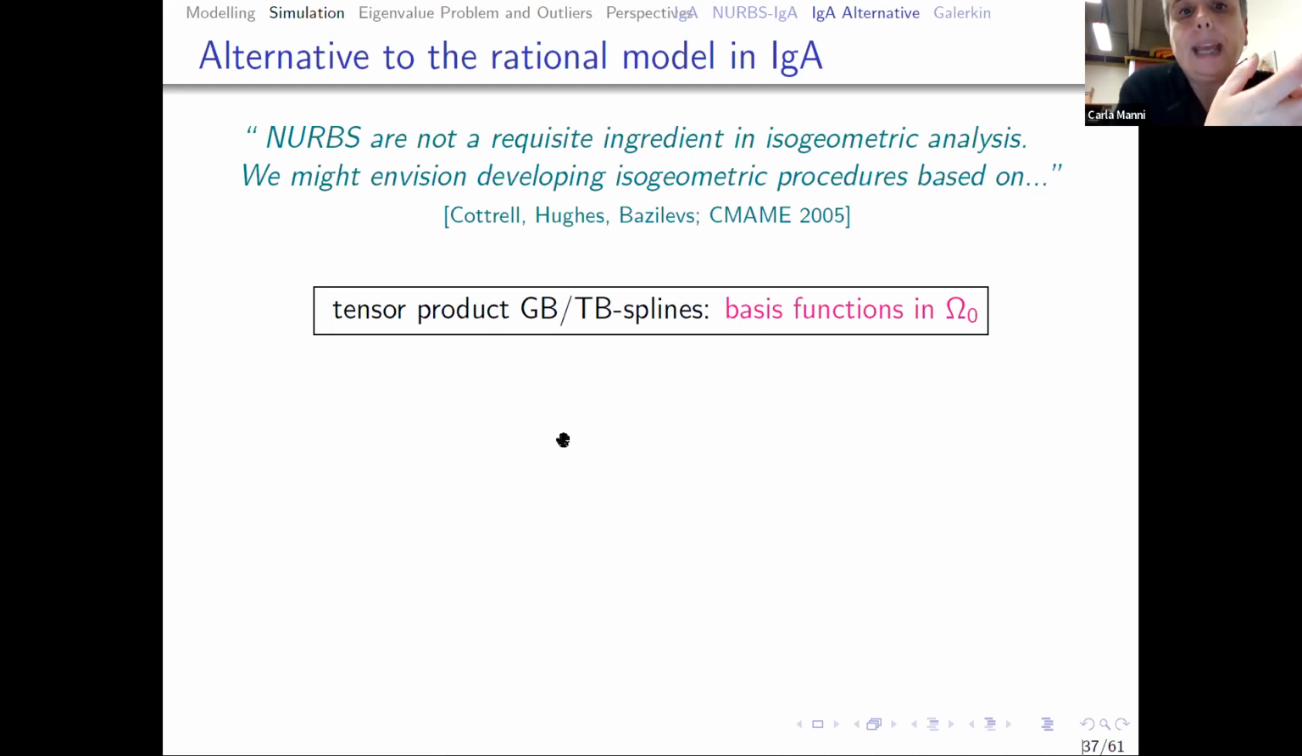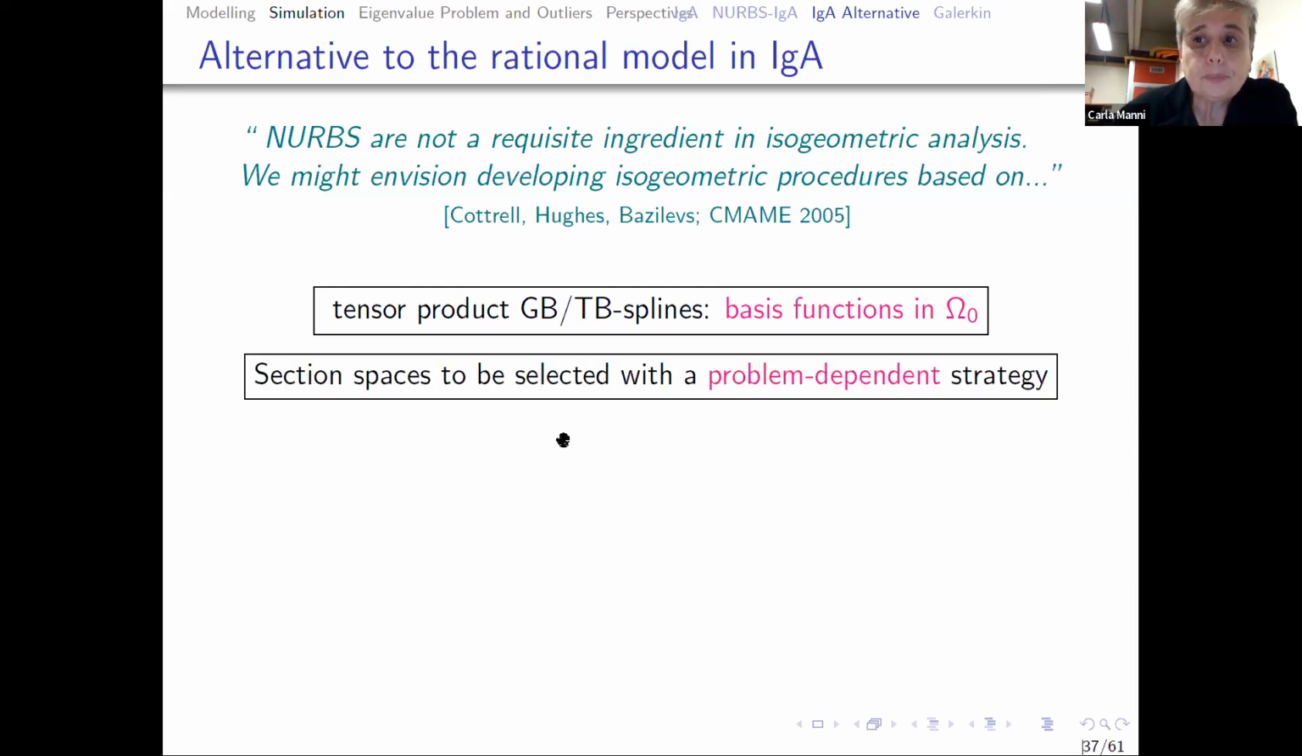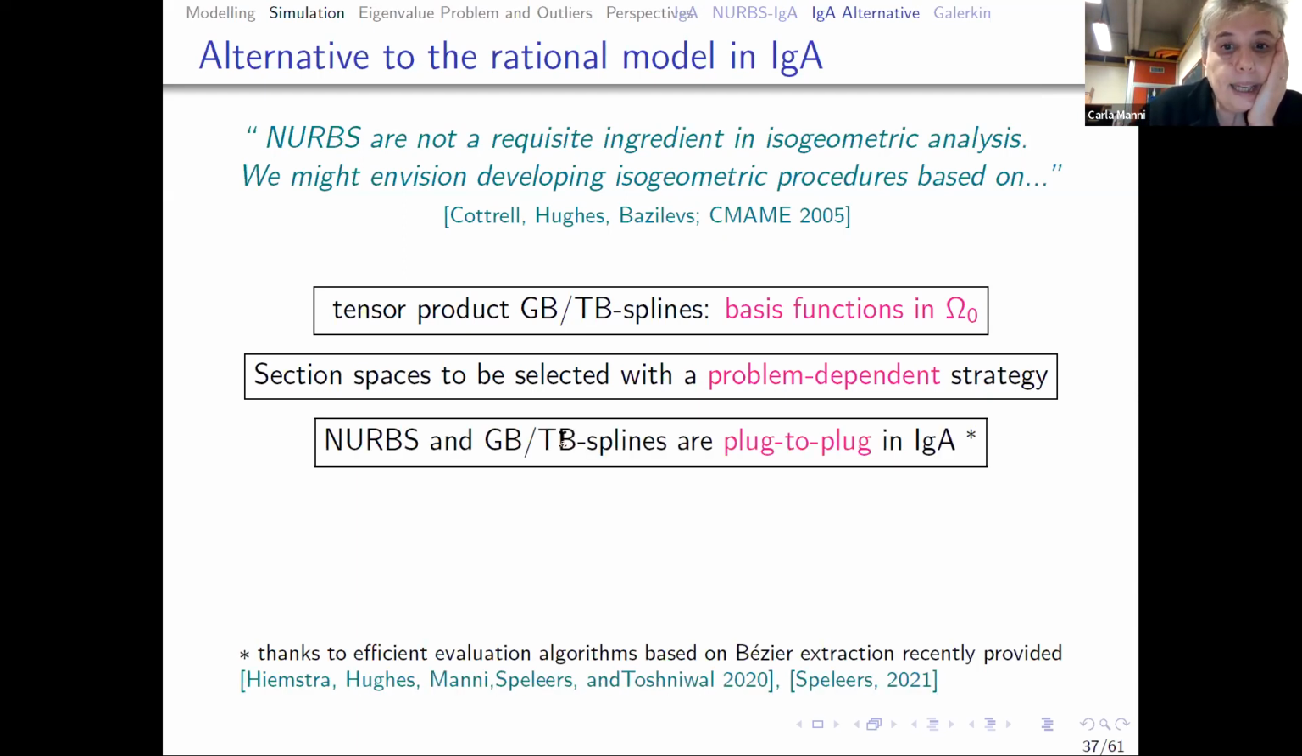However, it's not necessary to use NURBS as an ingredient in your isogeometric analysis approach. And actually, the idea is that since we have seen that in modeling NURBS also have some drawbacks, you can improve in analysis too if you replace NURBS as basis functions in the parametric domain. You replace the NURBS by other B-spline-like functions like the GB, generalized B-splines, or the Tchebycheffian B-splines.